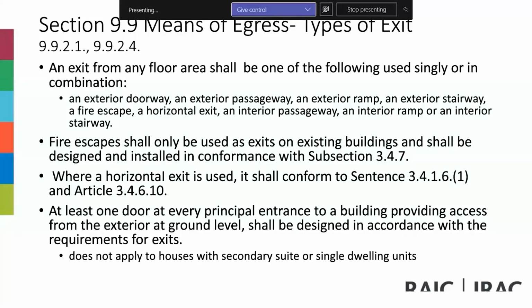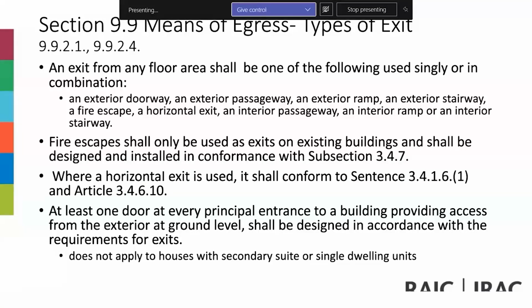Fire escapes, be careful, shall be only used as exits on existing buildings, and shall be designed and installed in conformance with subsection 3.4.7. So this one is only for existing buildings that have those, and you're not using them for any other purposes. You don't use them on new buildings. Where a horizontal exit is used, again, this is another reference to provisions in part 3, it shall conform to 3.4.1.6 and article 3.4.6.10. So not more than half of the required exits can be used for a horizontal exit.